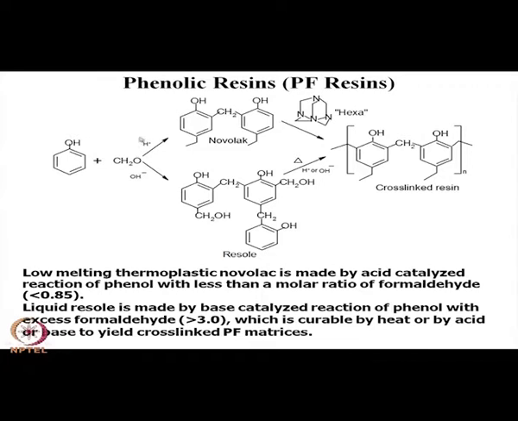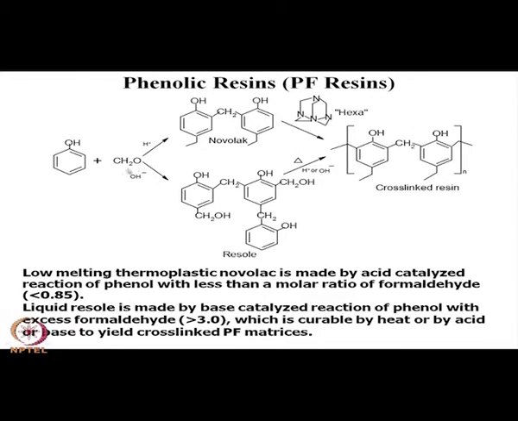There is one acid catalyst, H plus, and the other is OH minus, an alkali catalyst. So, phenol and formaldehyde can condense in acid catalyzed medium as well as in base catalyzed medium. When it reacts in presence of acid catalyst, the ratio of the phenol to formaldehyde is different than that of the base catalyzed reaction. Here in case of acid catalyzed reaction, the ratio of phenol to formaldehyde is 1 is to less than 1 mole of formaldehyde.